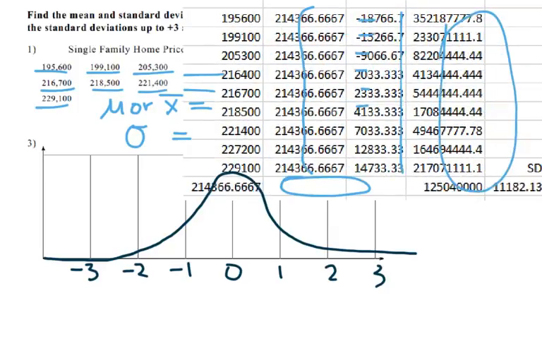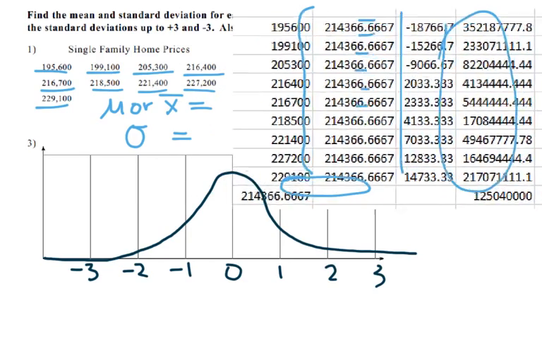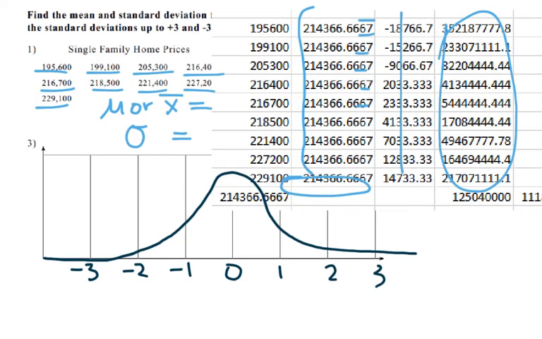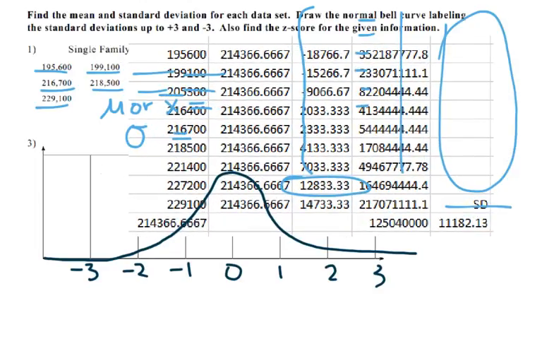I then took those numbers and squared them right there, and got the average of that. My last step was to take the square root of that to get my standard deviation. So those are the two numbers we need.